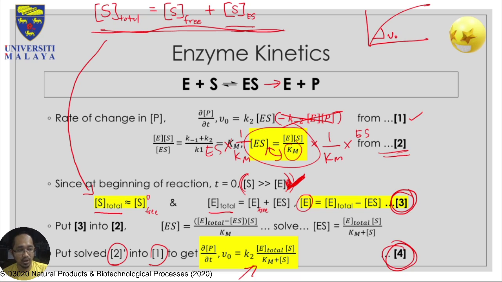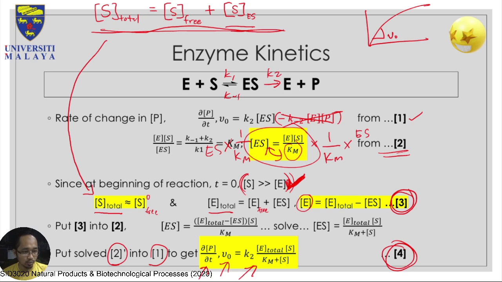So the rate of change of product, or V naught, equals K2, which, if you don't remember, is the constant pushing forward to the product formation, times E total times S.